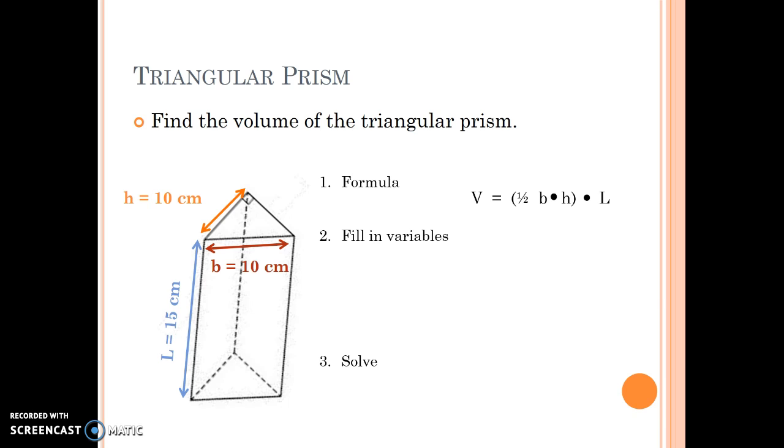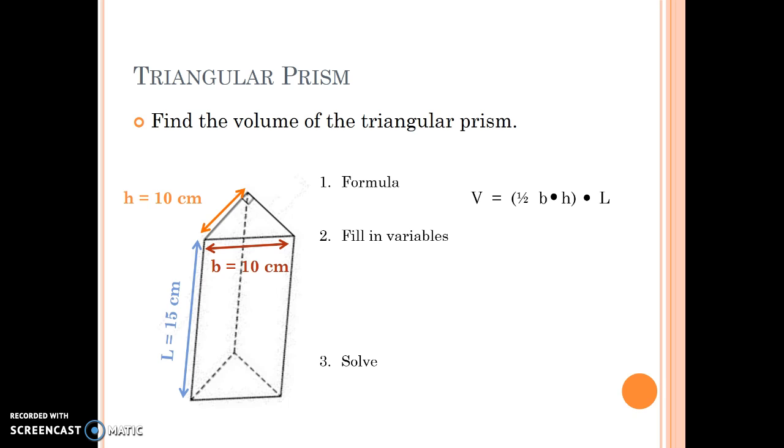But if you look at the notes, you will see a rectangular prism with a triangular prism right next to it and a line looking like it's splitting the rectangular prism. And the reason that's there is to show you how we come up with the formula for the triangular prism.